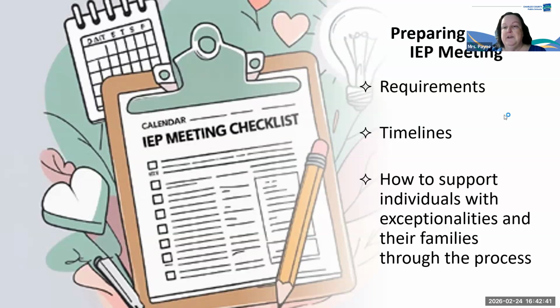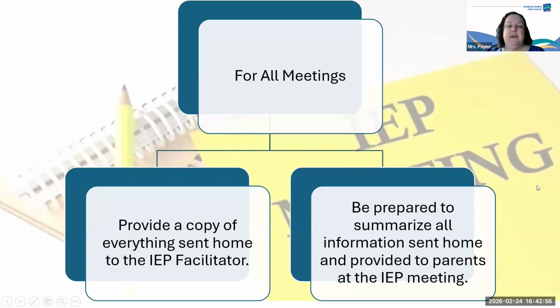understanding requirements and timelines for the IEP meeting ensures that we are compliant under IDEA, and it also serves to help facilitate collaboration with families. Now, for all of these meetings, we are going to send out documents 5 days before the meeting to the parents. And then we are going to provide a copy of all of those documents to the IEP facilitator. We are also going to need to summarize all of what we sent home during the IEP meeting in person.